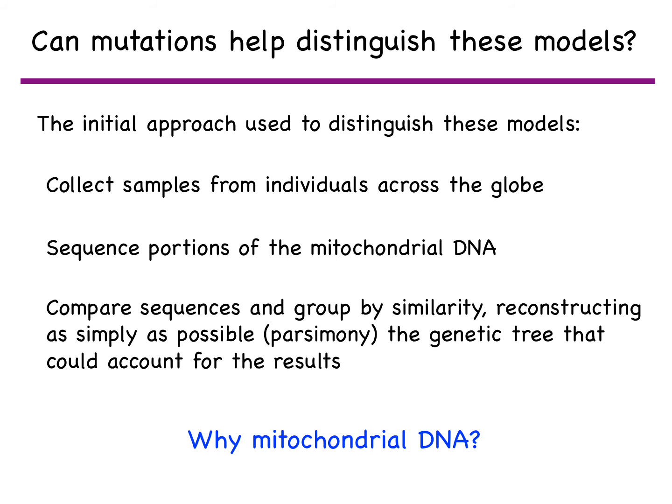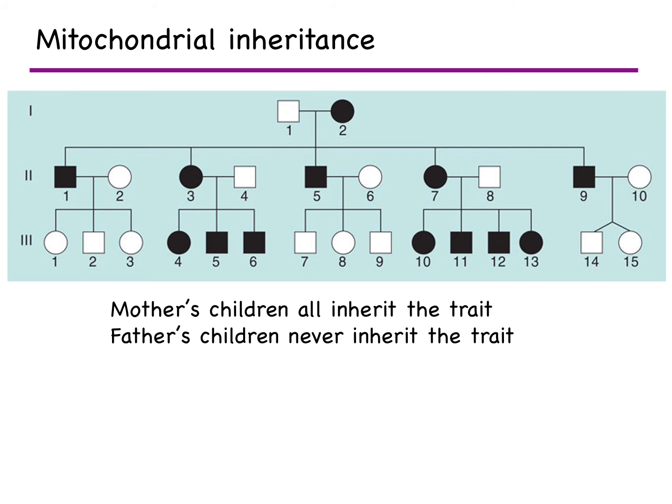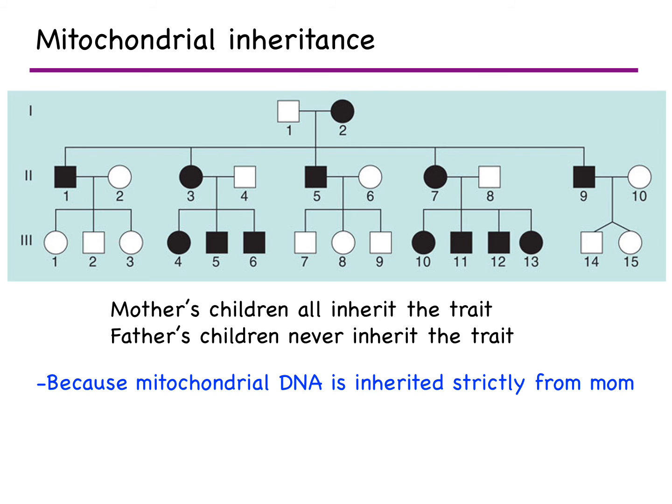All right, let's talk about that for a minute. I think this is a pedigree that looks similar to something you've probably seen in the first half of the class. This shows a mitochondrial inheritance pattern. Basically, the pattern you see here is that the mother's children all inherit the trait you're looking at, and the father's children never inherit the trait. The reason is that mitochondrial DNA is inherited strictly from mom.